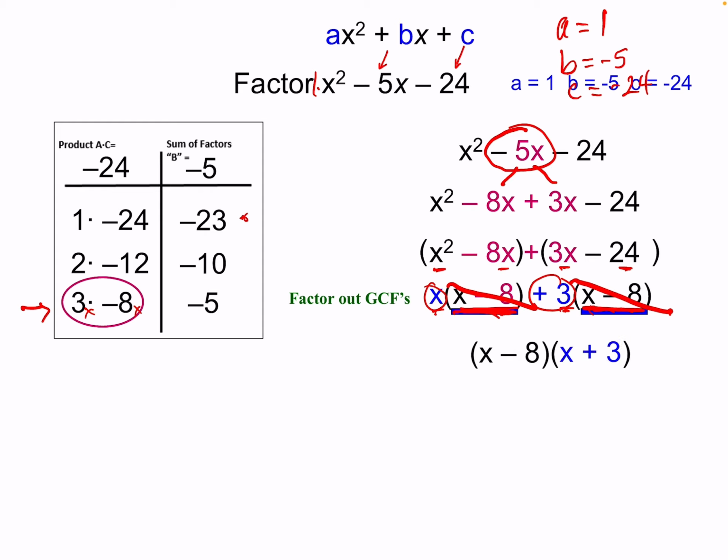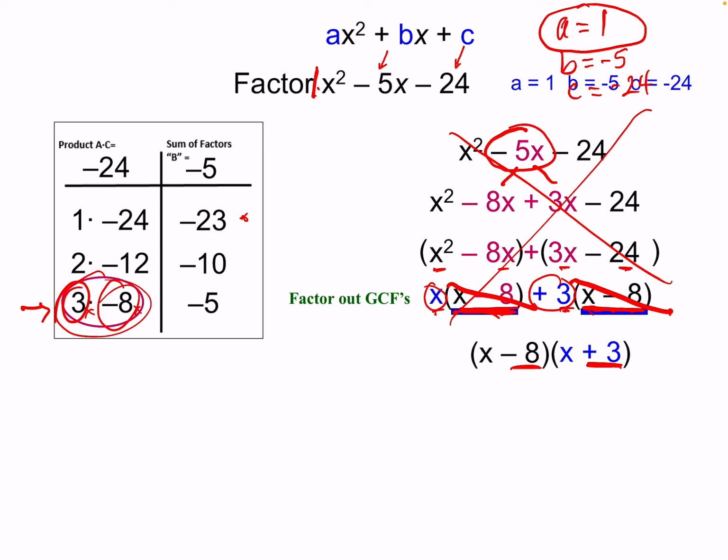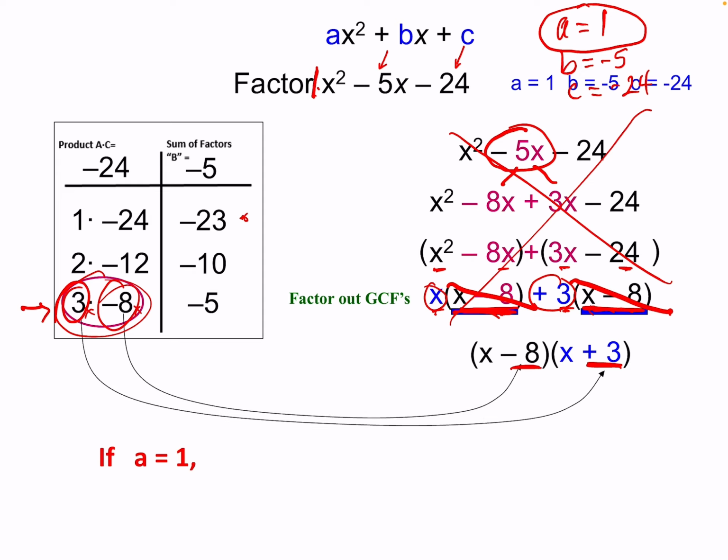Now when I taught you this in the last lesson, I used the shortcut. If your a is 1, there's a shortcut. See the 3 right here? Positive 3 right here. See the negative 8 here? Negative 8 here. Let me say that again. If your a equals 1, you can skip all of that. Use these and plug them straight into the answer. Okay? If a equals 1. See how that works?